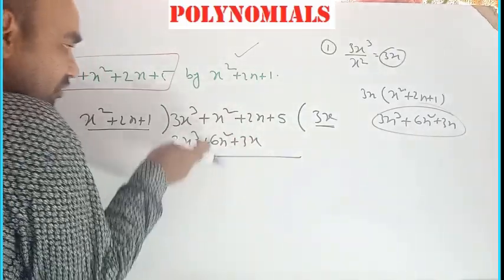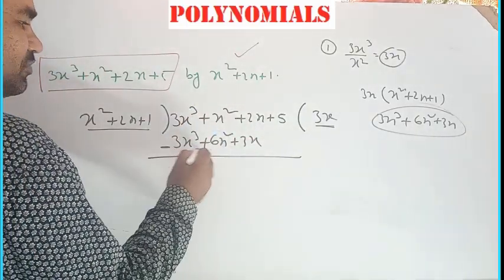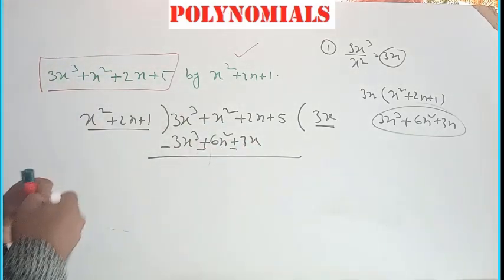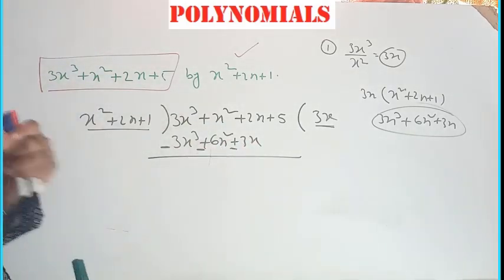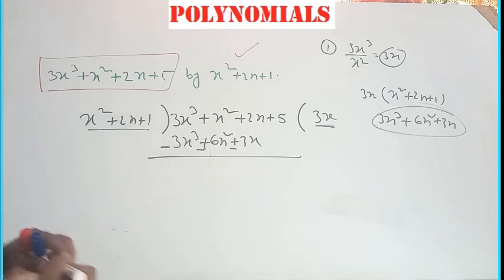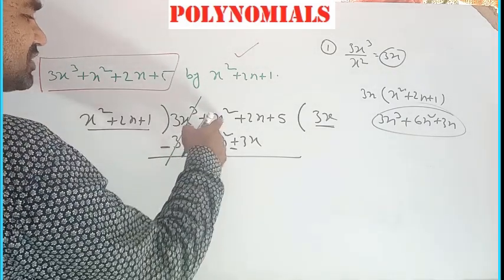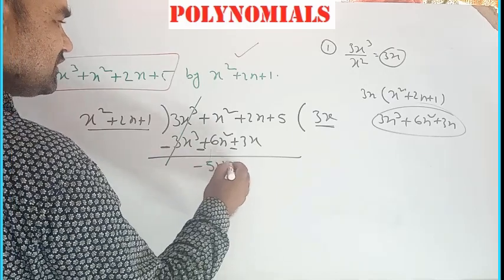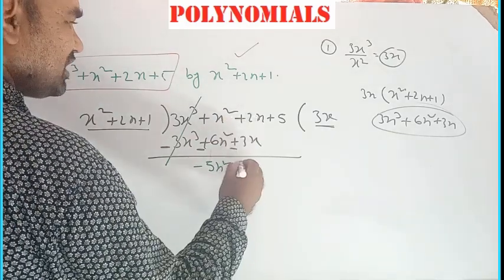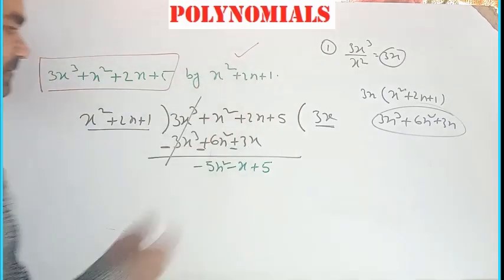Subtracting this term from this: minus, minus, minus. What I am using here is subtraction of one polynomial by another polynomial by the vertical line method. So these two get cancelled. Minus 6x square plus x square minus 5x square. So minus 3x plus 2x minus x plus 5.